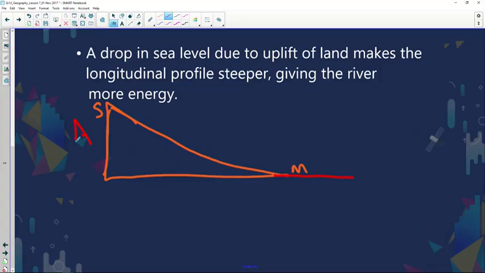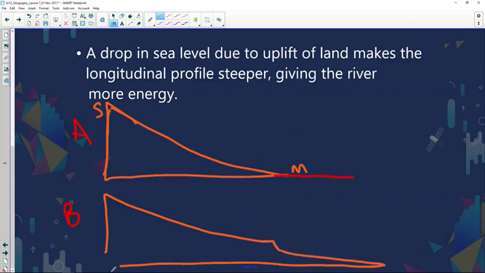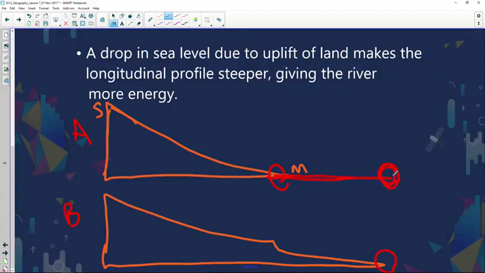So this is what the river used to look like. Beautiful, graded, longitudinal profile. But all of a sudden, we experience upliftment of land. So the longitudinal profile of the river changed from that to that. So this was where the sea used to be at the source of the river. But now the source of the river is going to be there. So what do we call this? Like I've mentioned, where the ocean is, where the mouth is, is the permanent base level of erosion. The river can't erode any further where the mouth is, where the sea is.